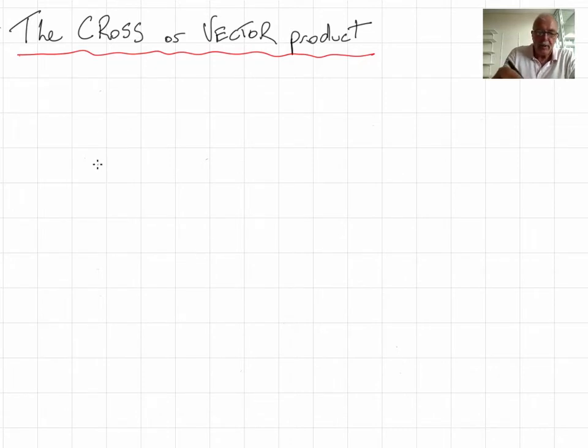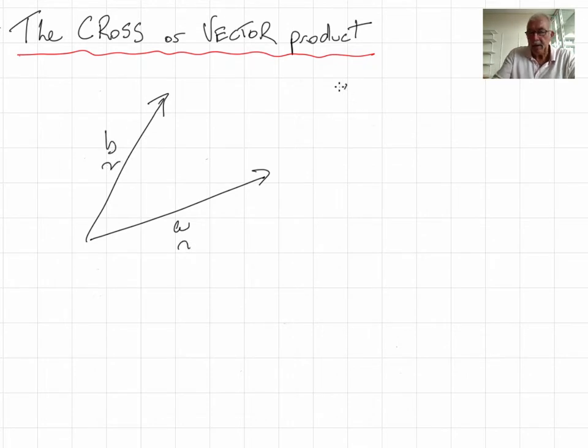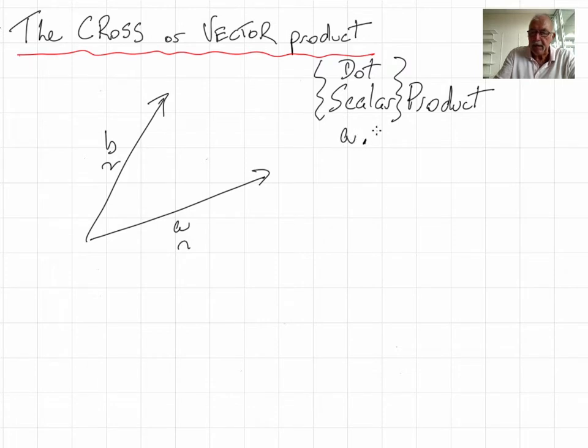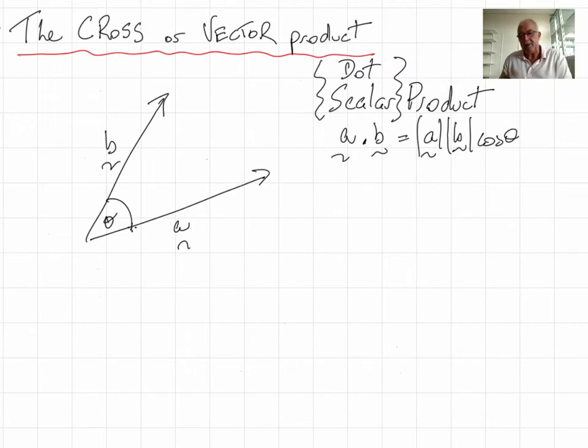Let's just recap a little bit. We've got two vectors A and B, and let's have a look at what the scalar product is. Two names for it: either the scalar or the dot product. That was A dotted with B, the absolute value of A times the absolute value of B, cos of theta, where theta is the angle between the two vectors. So that's stuff we've already done.